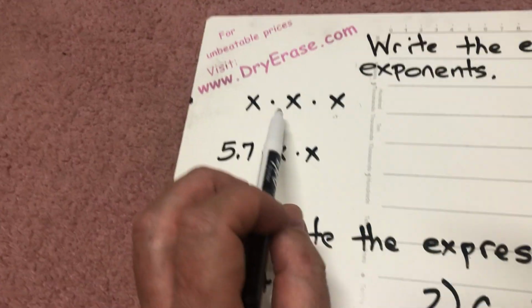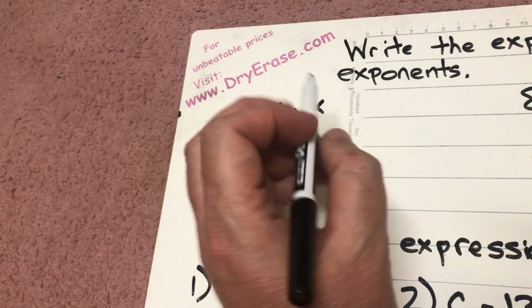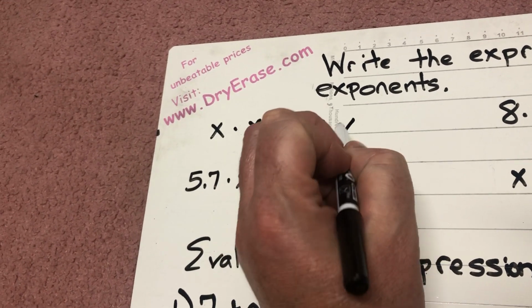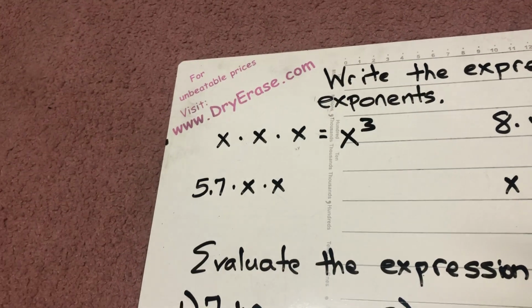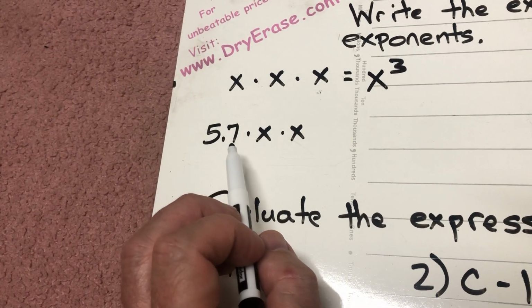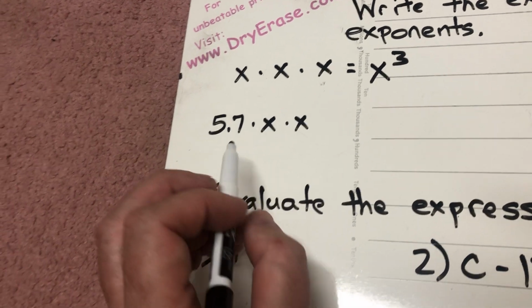Well, this is x times x times x. So when I write that using exponents, that equals the same thing as x to the power of 3. When I look at this one, I have 5 7/7, or 5.7 times x.